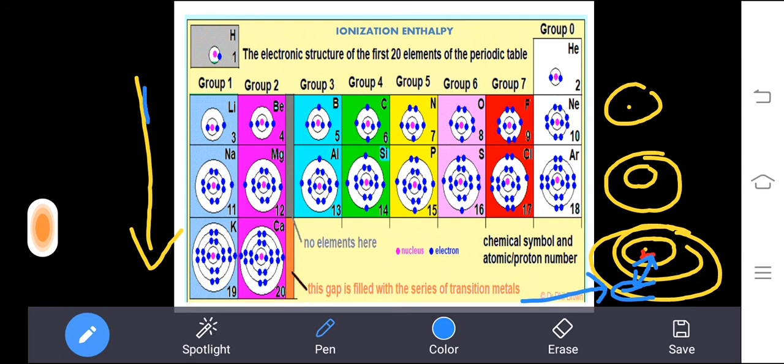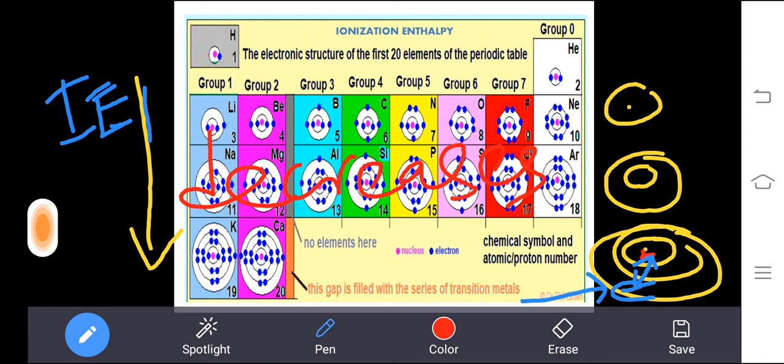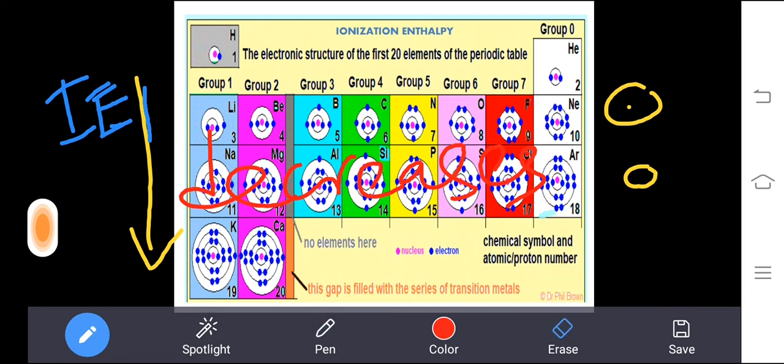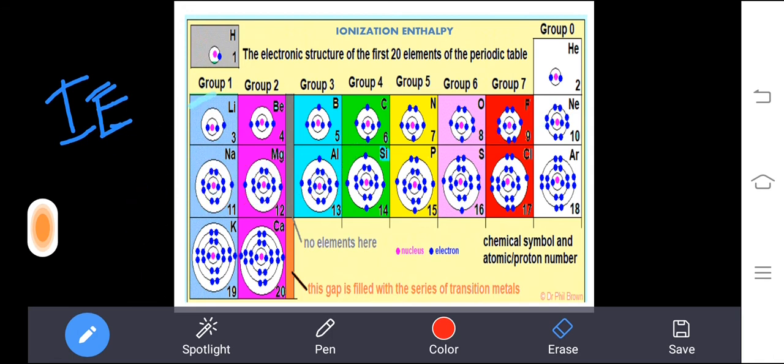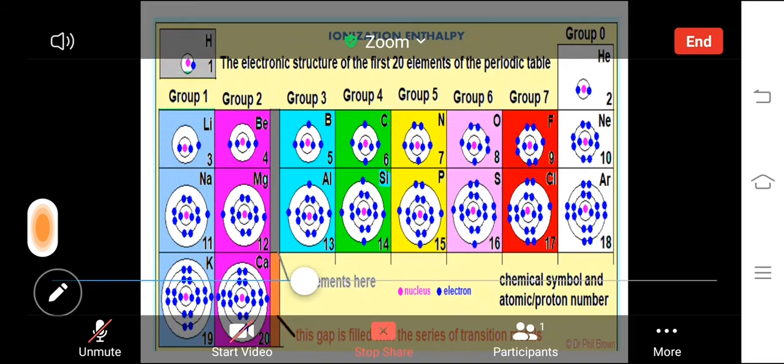So the ionization enthalpy, when I move down the group, that means from top to bottom, decreases. The reason is the size increases, so the distance between the nucleus and the electron increases, and the nuclear force of attraction decreases. So I can spend less energy to remove the outermost electron. So in this slide, we want to understand ionization enthalpy. When you move from left to right, it increases, and from top to bottom, it decreases.